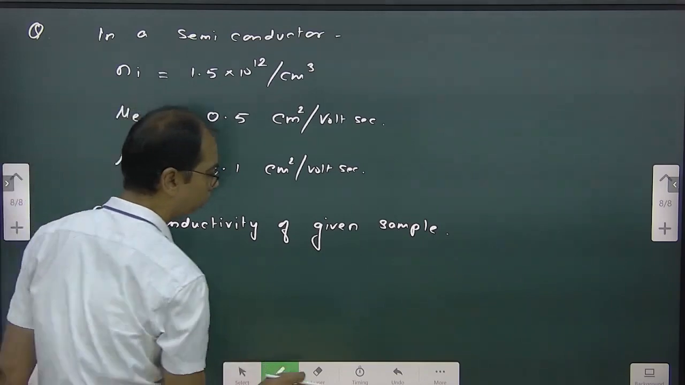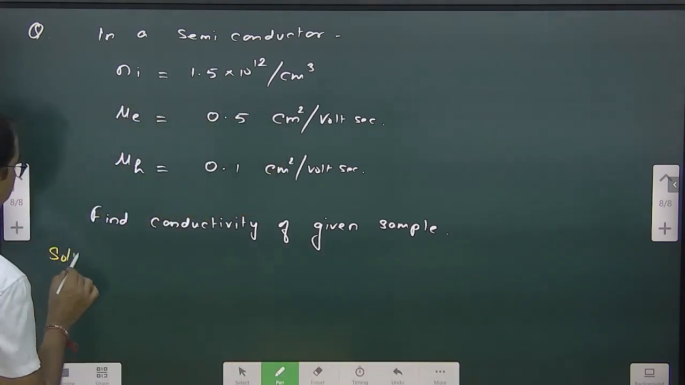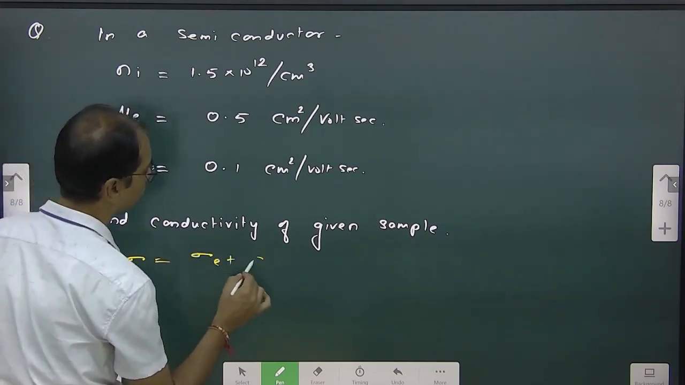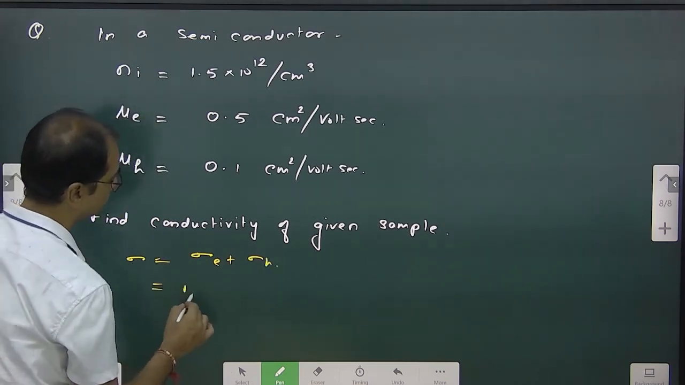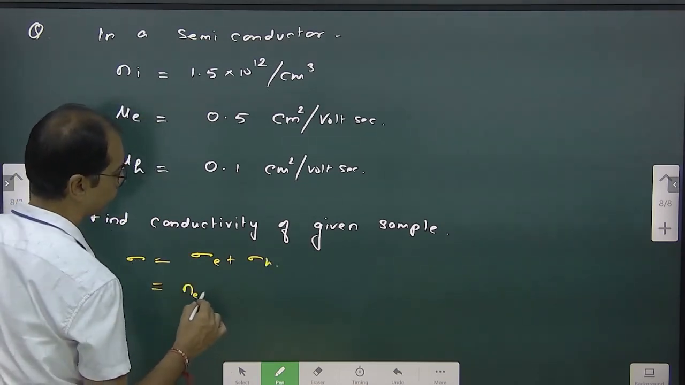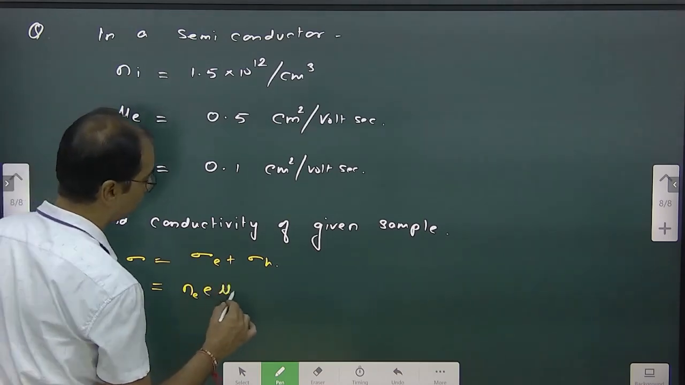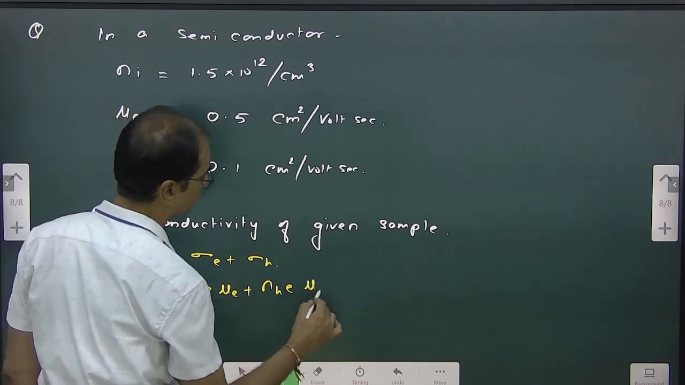What we have to do? Add both. Sigma equal to what? Sigma due to electron plus sigma due to holes. Sigma due to electrons is what? Number of electrons into mu E into E, plus number of holes into E into mu H.